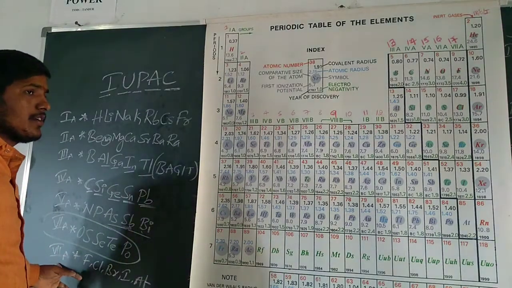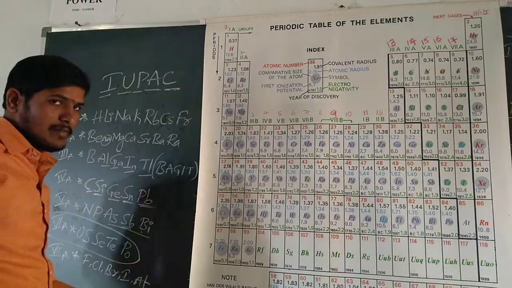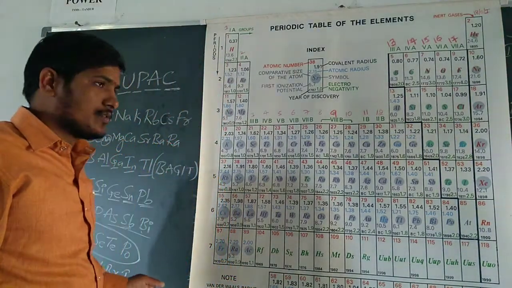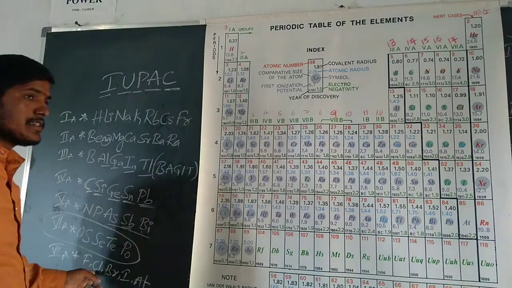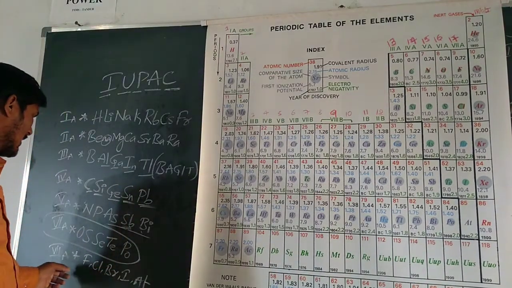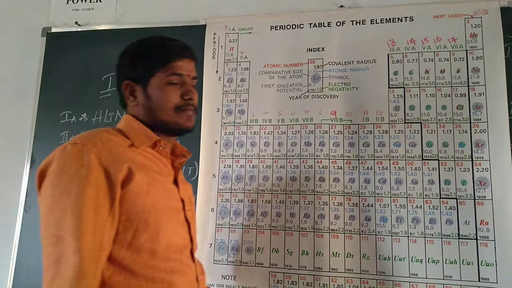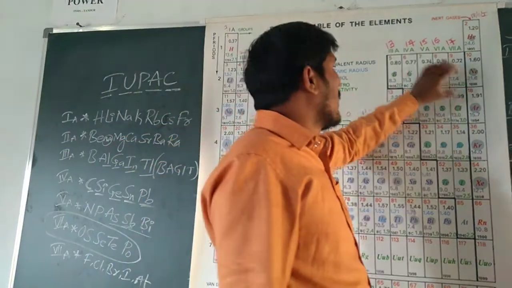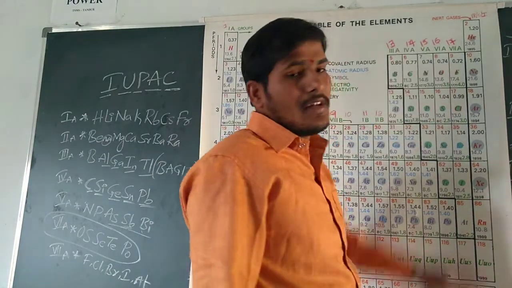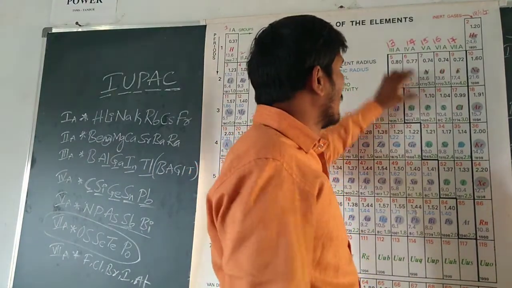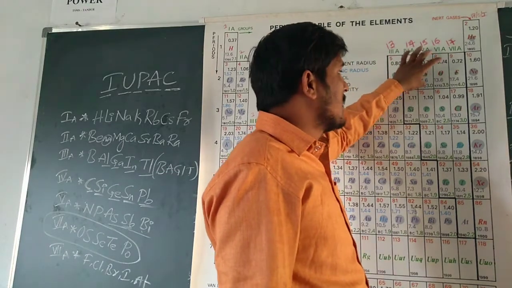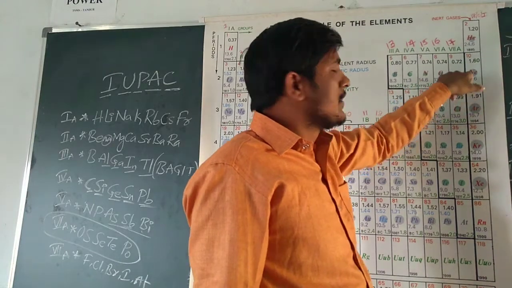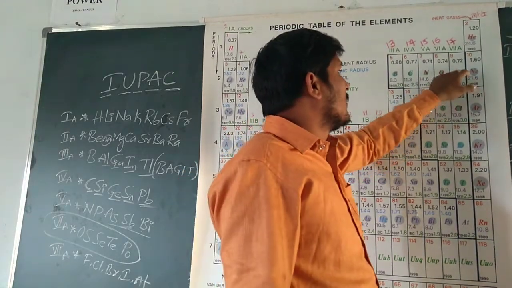These elements are called halogens. Halo means sea salt, gens means extracted from it. That's why all these elements are extracted from sea salt, and so 7th A group elements are called halogens. And 6th A group elements are called chalcogens. And 5th A group elements are called pnicogens. Remember this also: 5th A group elements are also called pnicogens, 6th A group elements are also called chalcogens, and 7th A group elements are also called halogens.